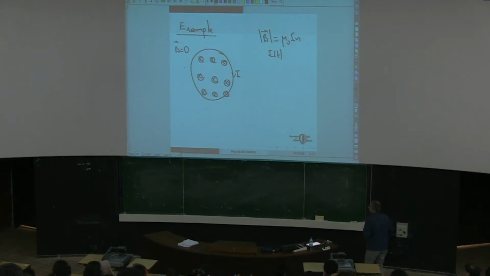Okay, let's see. There's no magnetic field, so there shouldn't be any electric field. So let's see if this is what we expect. Okay, so there's no magnetic field. The magnetic field is 0. 0 is just a constant. It doesn't change, so there's no electric field. So let's see if that is consistent.